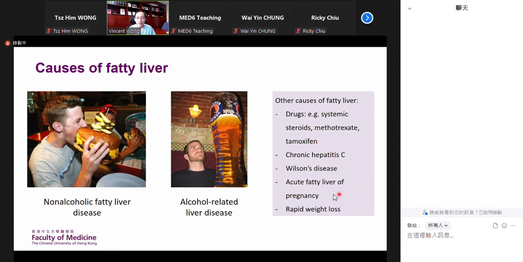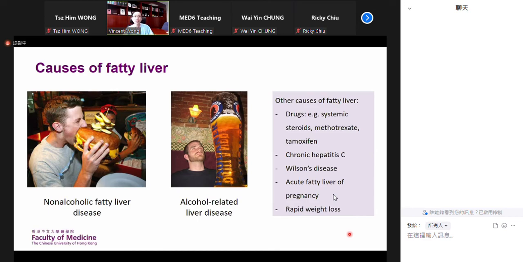Last year, you had the obstetrics module. You know that there is a condition called acute fatty liver of pregnancy. Of course, it is quite rare and it can only occur during late pregnancy. Curiously, rapid weight loss can also induce fatty liver. This is because if you lose weight very rapidly, the body would respond by burning the fat, the subcutaneous and also visceral fat in the body, and this would generate a lot of circulating free fatty acids. When the free fatty acids go into the liver, it would cause fatty liver.